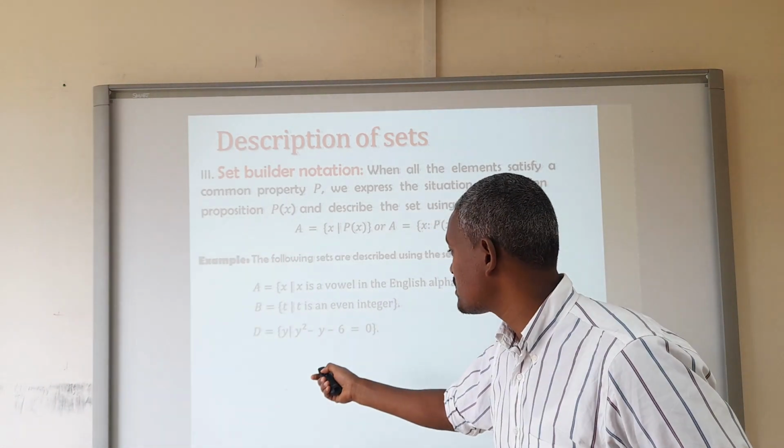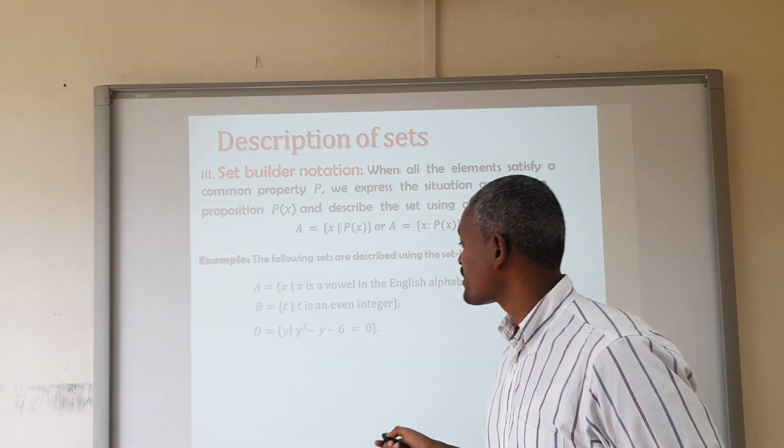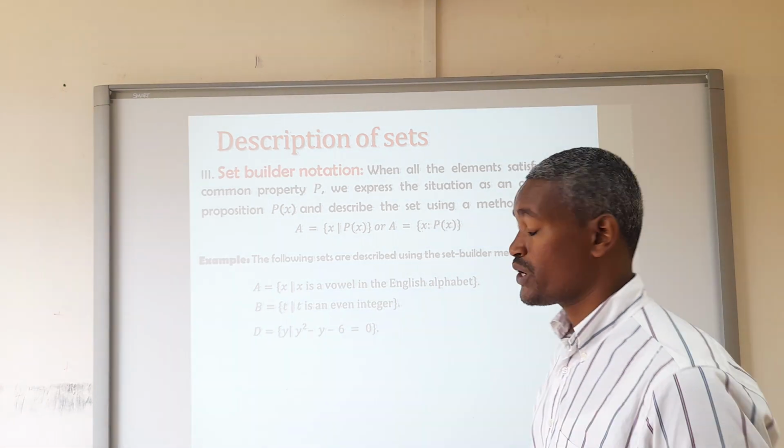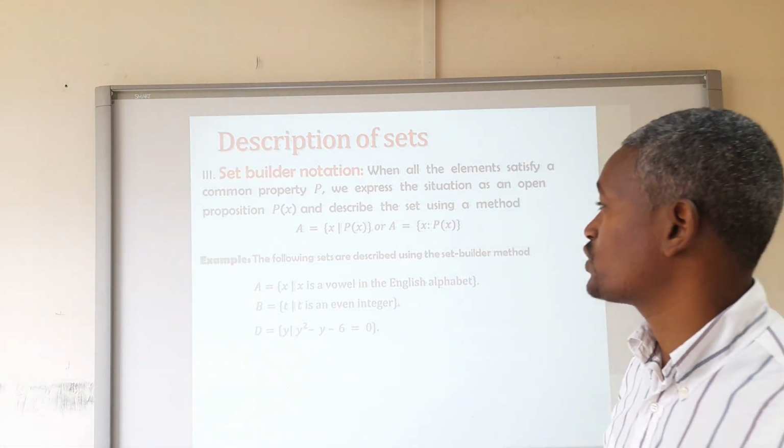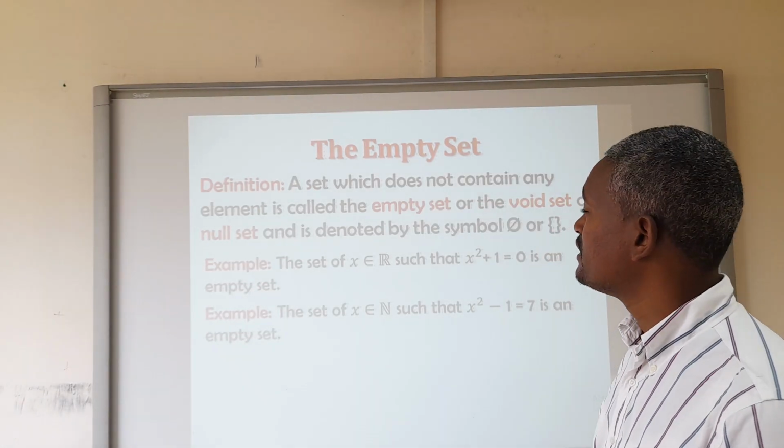D is a set, defined as y such that y squared minus y minus 6 is equal to 0, which is an expression of a set using set builder notation.